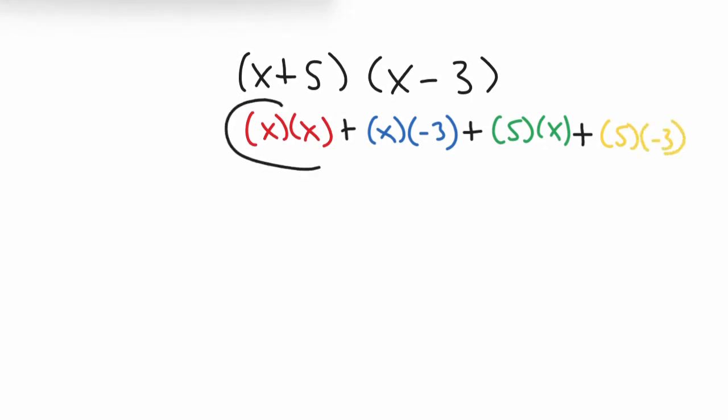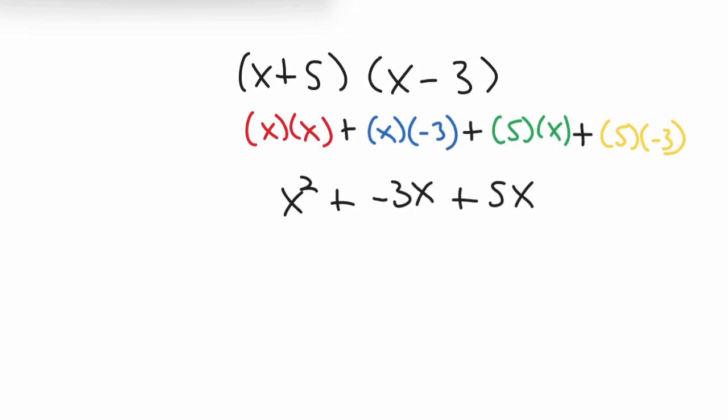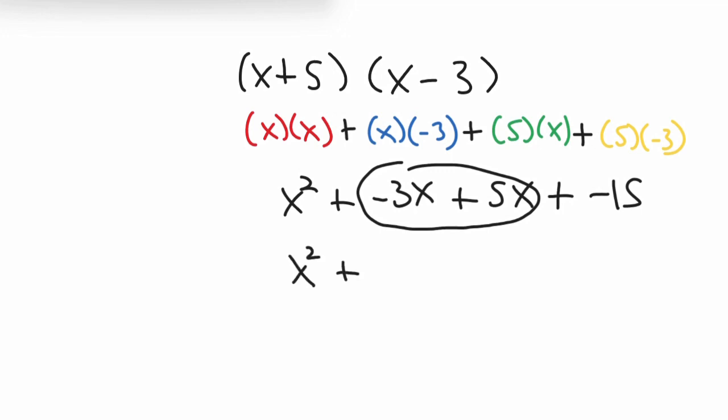Next we're going to multiply these all together. x times x is x squared, plus x times negative 3 is negative 3x, plus 5 times x is 5x, plus 5 times negative 3 is negative 15. We can collect the two middle terms here. Our negative 3x plus 5x becomes 2x. So we have x squared plus 2x minus 15.